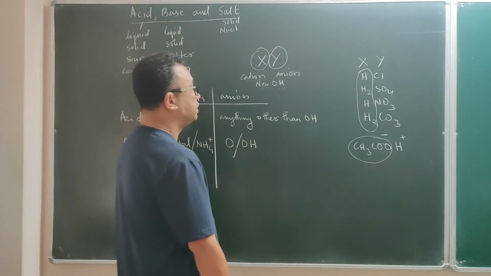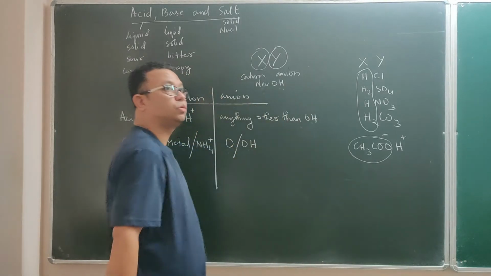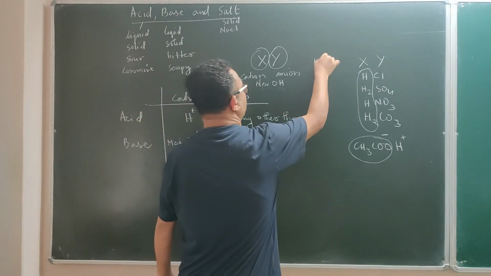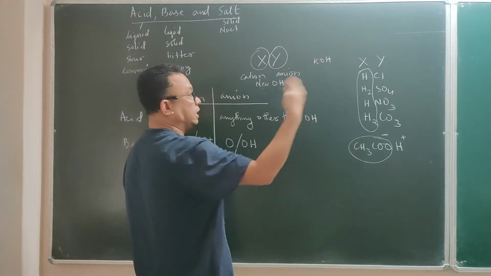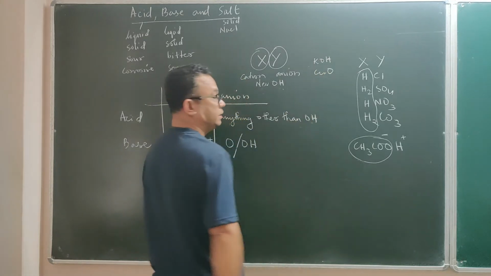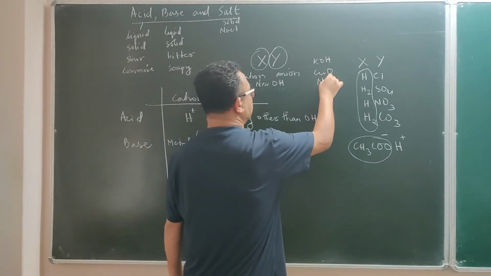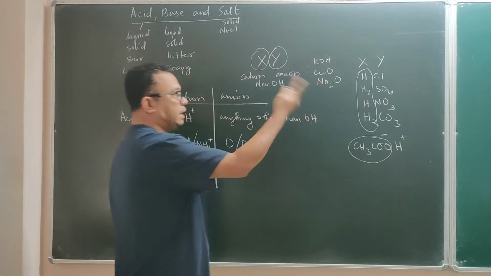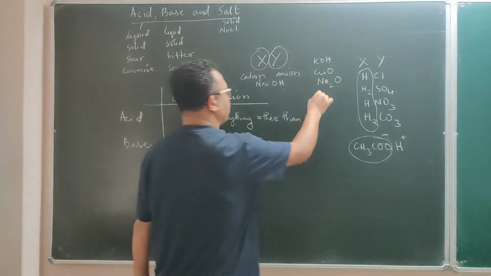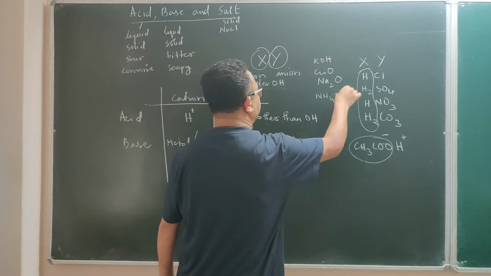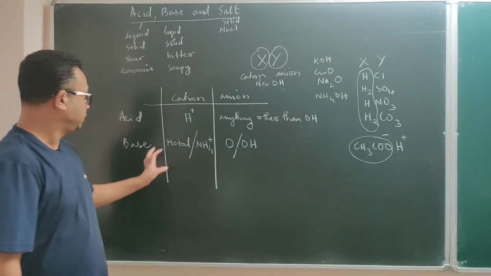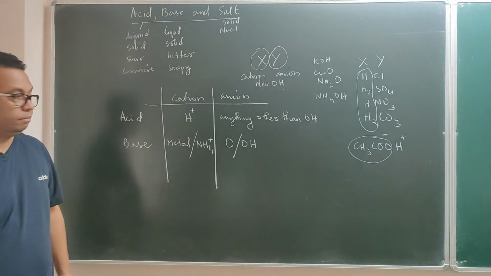Now if you see some examples of bases, here it is sodium hydroxide, the most common base, potassium hydroxide. Now it doesn't mean only hydroxide, it can be oxide also. Here copper oxide is a base, sodium oxide is also a base. So metallic oxides and metallic hydroxides, even ammonium. Here it is, ammonium hydroxide is also a base. So this is how you will recognize a base.